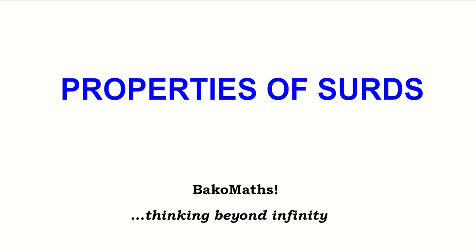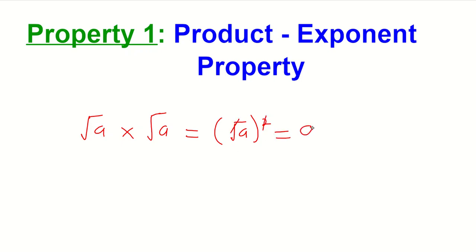Now, let's get started. So the first property we're looking at is the product to exponent property. This says that if you have square root of a multiplied by square root of a, this is just like having a times a, and we know a times a gives us a squared. But in this case, we have square root of a being multiplied by square root of a, which means we are going to get square root of a all squared. Now, we can see that this squared is going to cancel the square root sign, and at the end, we have a.